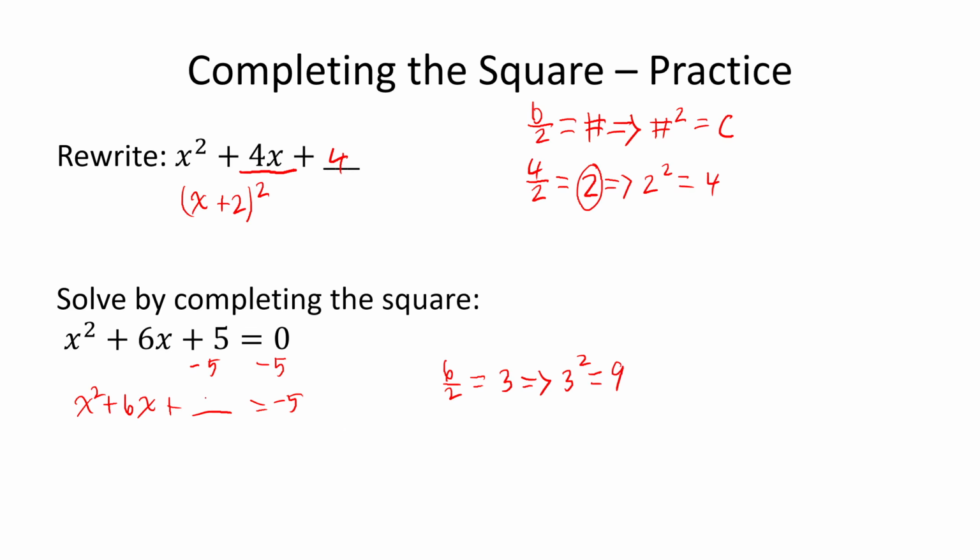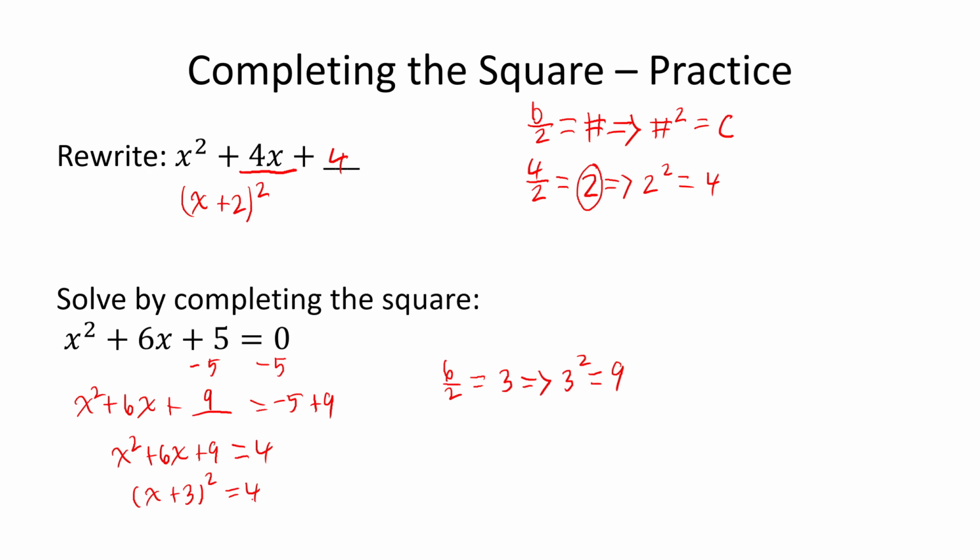So I'm going to add 9. But if I do it to one side, I have to do it to the other side. I have to add 9 to the other side, right? Now, what this gives us is x squared plus 6x plus 9 equals 4. Now I can factor this, right? So when I factor it, that's going to give me x plus 3 squared is equal to 4.